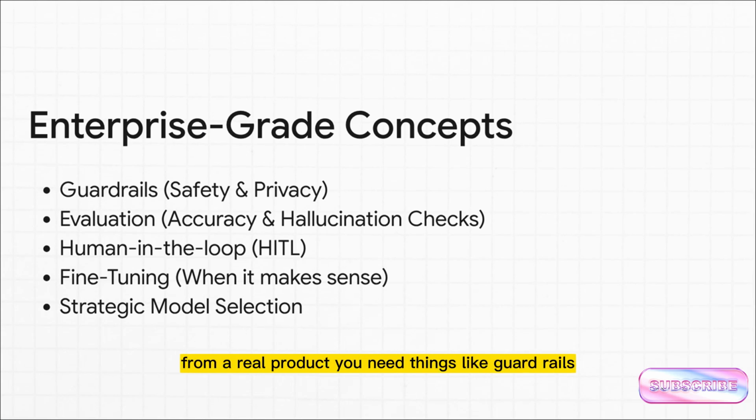You need things like guardrails to make sure the AI stays on topic and is safe. You need evaluation to check for accuracy and make sure it's not just making stuff up. We call those hallucinations. And you need to be strategic about picking the right model and knowing when or if you even need to fine-tune it.